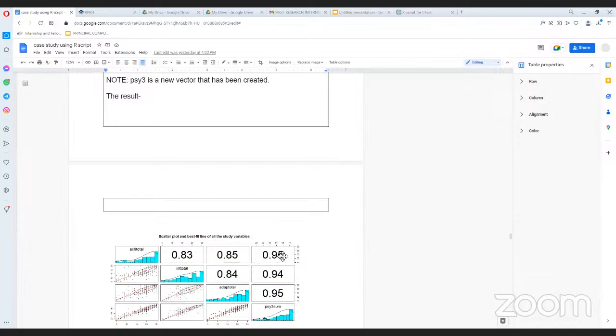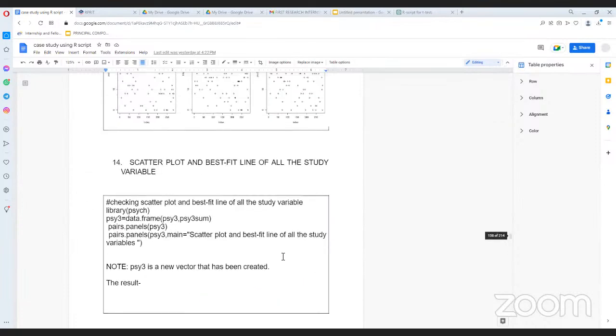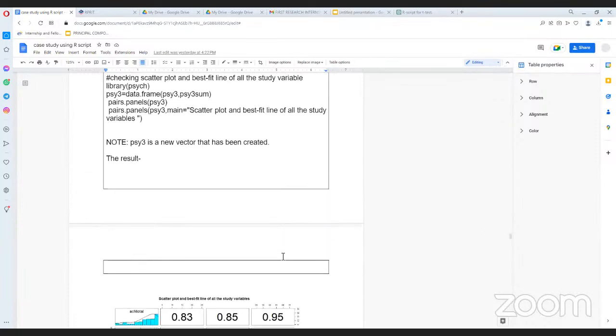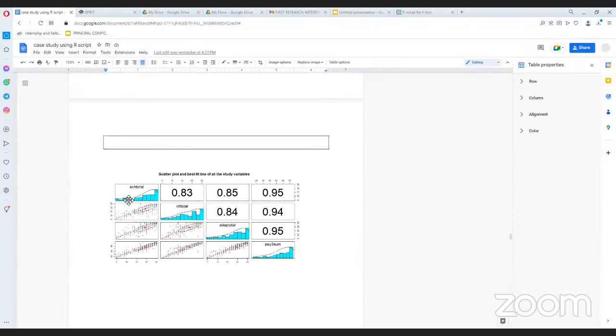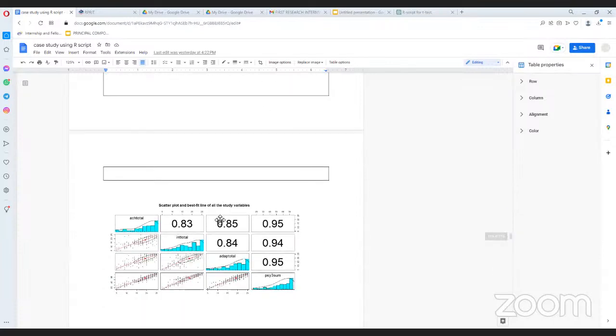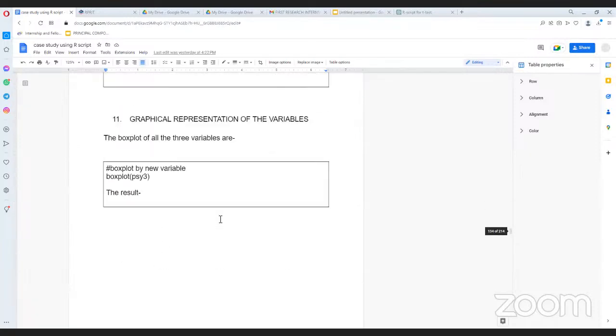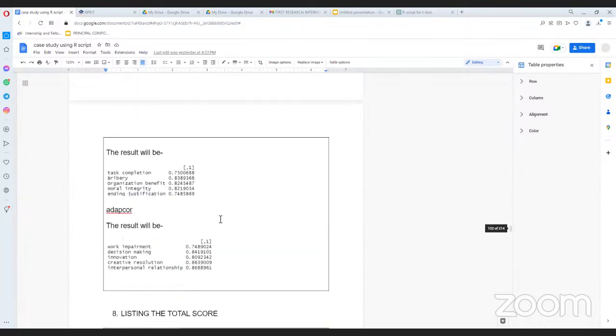It is a very good construct. So what I have taken, the three variables, they are also correlated with each other. In this manner, you have to present your document, case study.